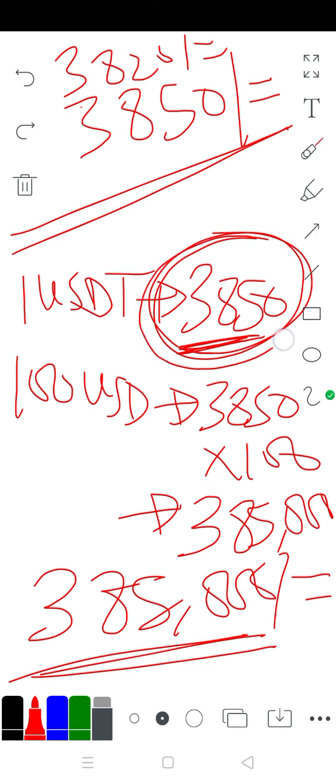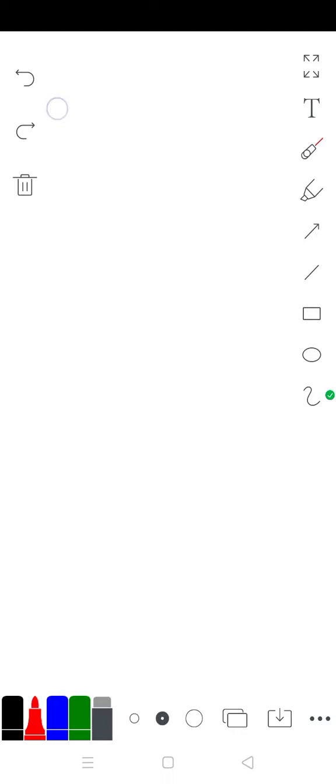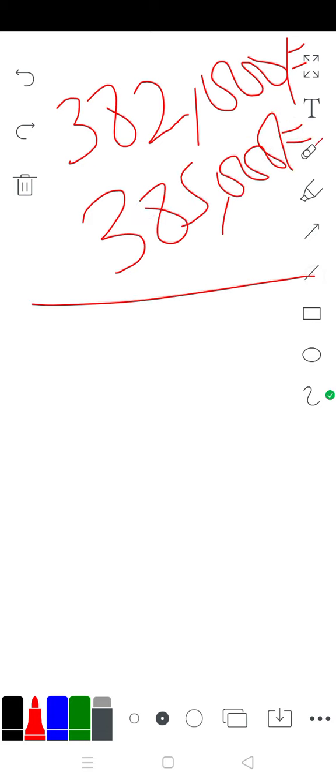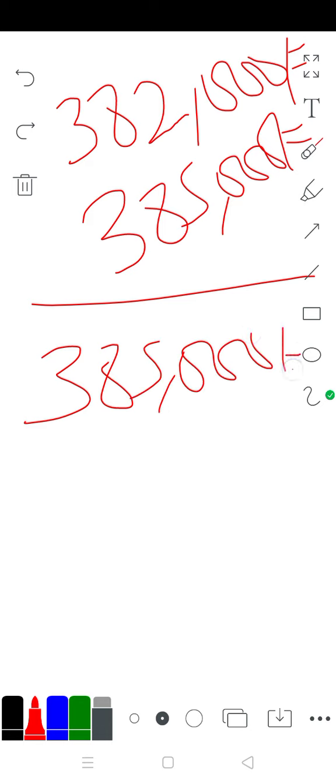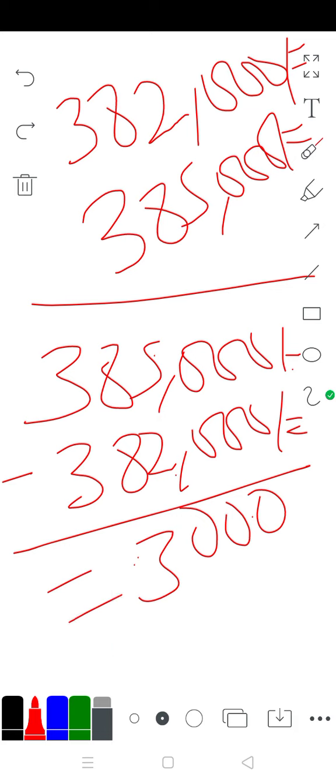So this is how much you're going to get back after selling it at 3,850 shillings. Now, remember we bought for 382,000 shillings and we have sold for 385,000 shillings. So if you know mathematics, you're already seeing the profit we have made. 385,000 Ugandan shillings minus 382,000 Ugandan shillings will give us 3,000. So from this trade, you have made 3,000 shillings.